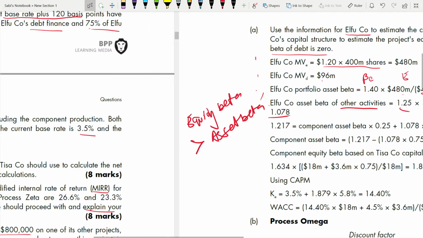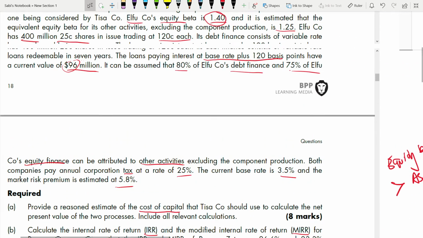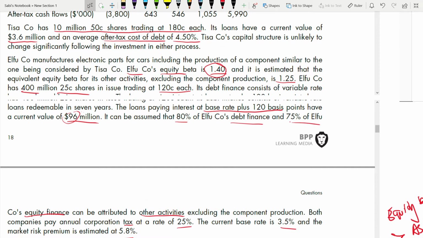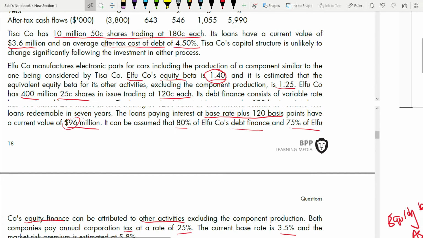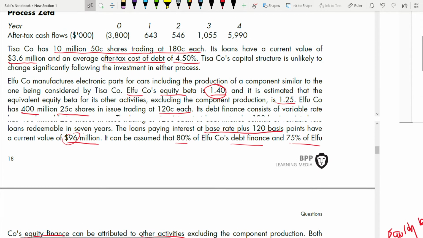Just check here. Okay. How can we get the proportion?